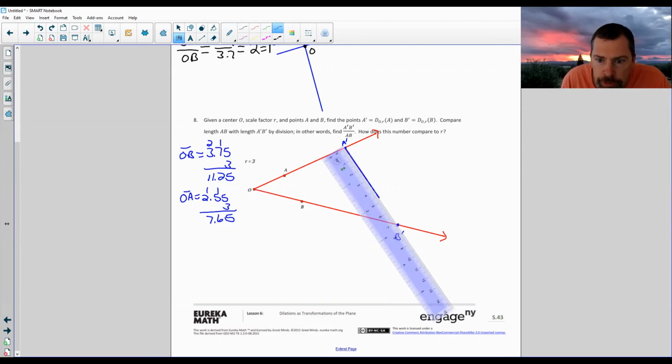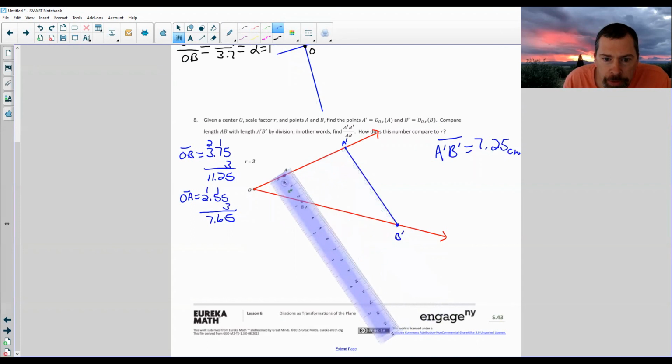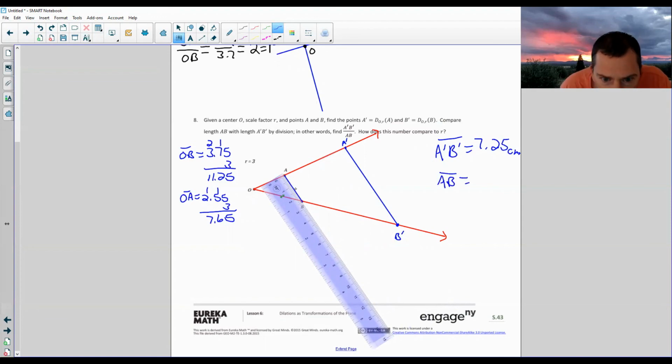So here is segment A prime, B prime. The length of it is 7.25. So A prime, B prime equals 7.25 cm. I come down here, I draw segment AB, and AB equals... That looks like 2.4 roughly.